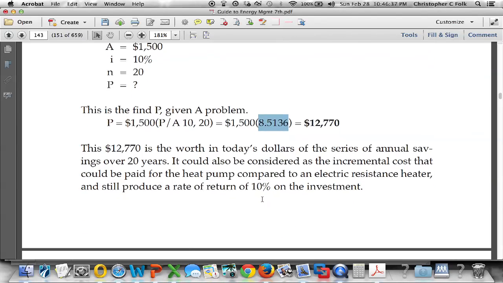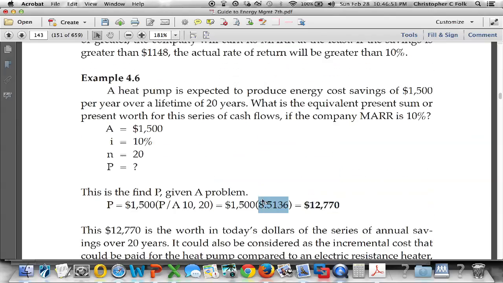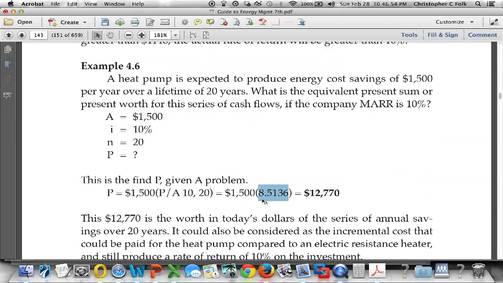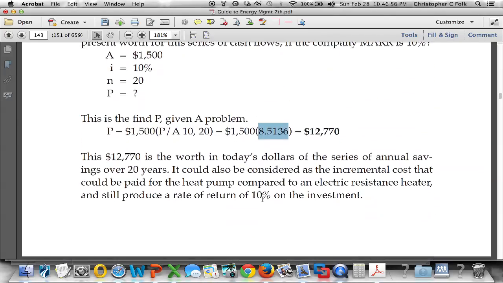So this $12,770 is worth in today's dollars what a series of annual costs would be. So if we can get this thing for less than $12,000 or less than $13,000, then that's going to be a good investment.